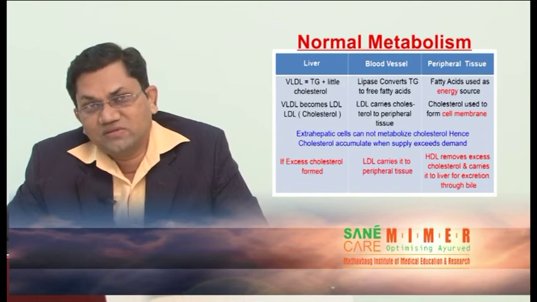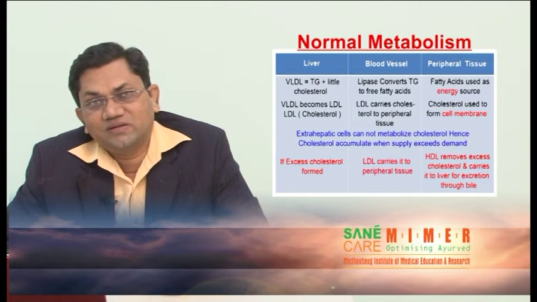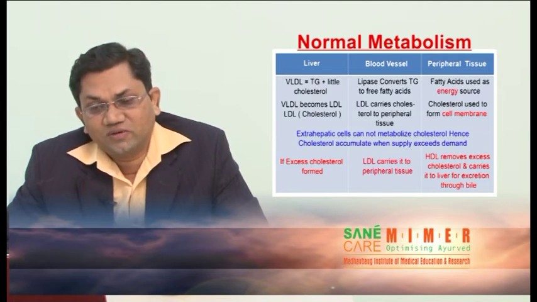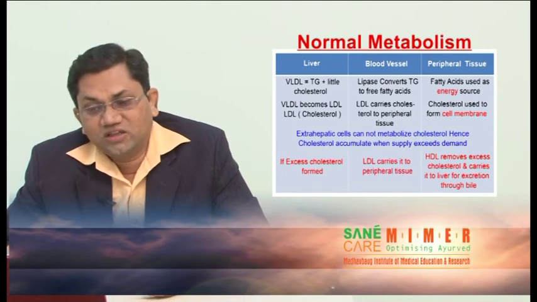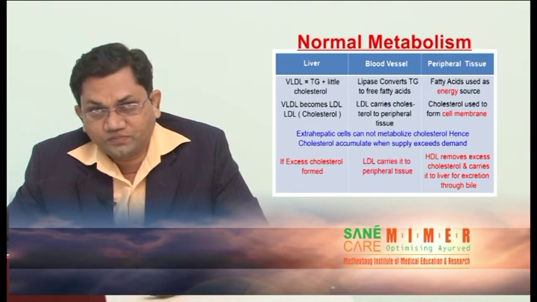So what happens in the blood vessel? Lipase converts the triglyceride to free fatty acids. Lipase is the enzyme which converts triglyceride to free fatty acids, and LDL carries cholesterol to the peripheral tissue. These free fatty acids are used as a source of energy, and the cholesterol is used to form the cell membrane.